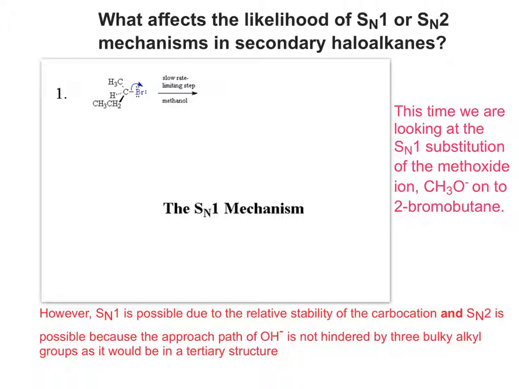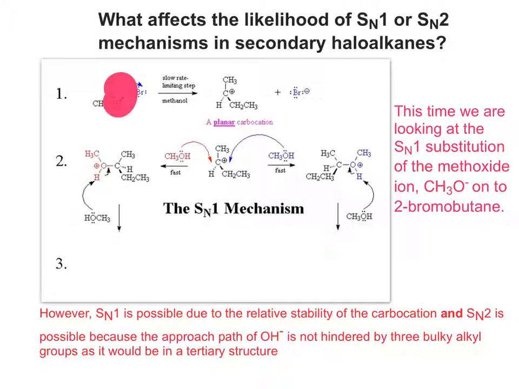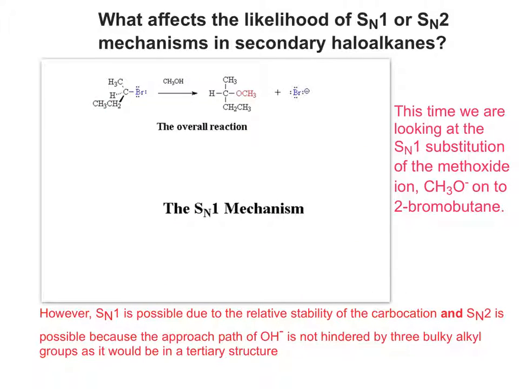So this is an Sn1 mechanism because the slow rate determining step will determine the whole speed of the reaction. Step 2 and step 3 are fast. So therefore, in the slow rate determining step, there's only one species involved. And that species is this here. So it's your 2-bromobutane.